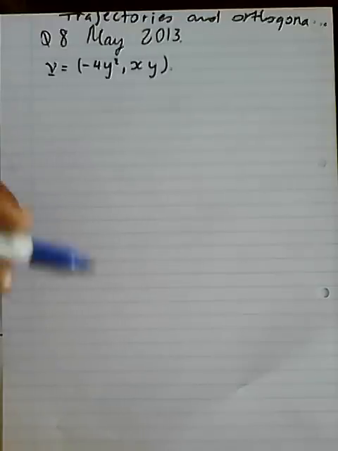Hi there, you're welcome. This is an example on trajectories and orthogonal trajectories, and I took it from the 2013 May question paper, and that is question 8. You can go try do it and then get back to this video.